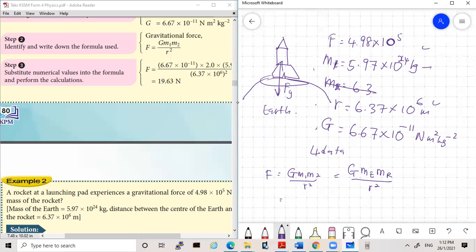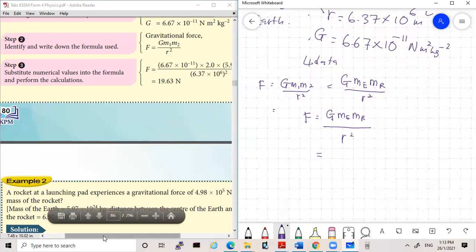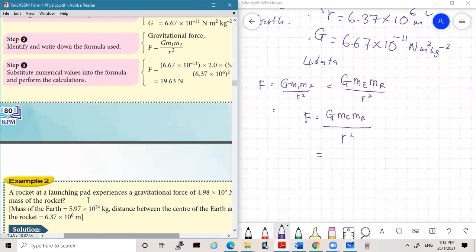Write again the equation. So F equals G, gravitational constant, times mass of Earth, times mass of rocket, divided by the distance between center to center, and don't forget the square. And then we will substitute the value. Before that, I just forgot what the question asked for. The question asks for the mass of the rocket. So they want the mass of the rocket.